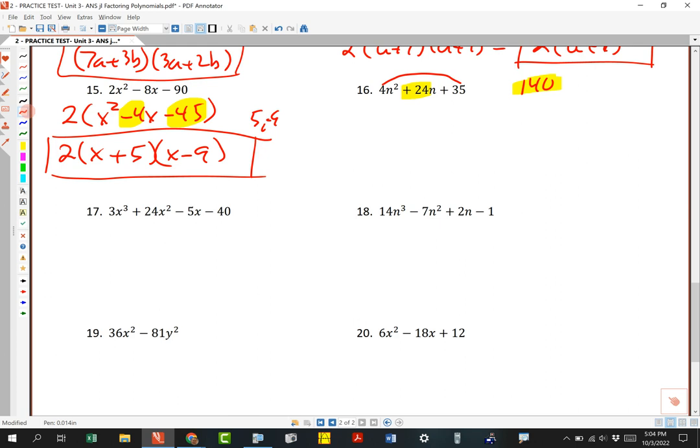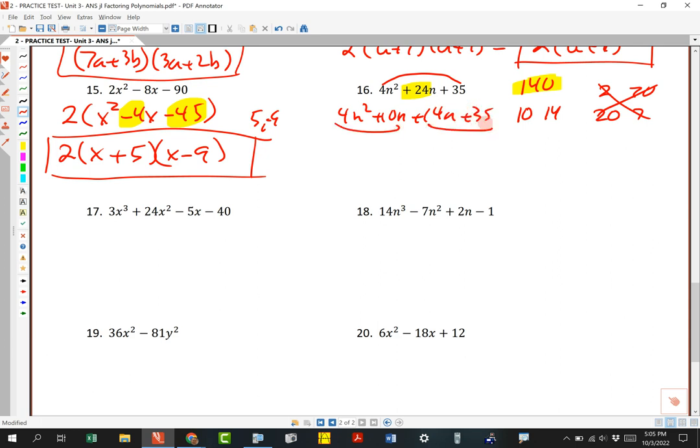We could use that little trick on the calculator, but check this out. Probably the easiest way to make 140 would be 10 and 14. 10 goes in there 14 times. You might try 2 and 70 or something like that, or maybe 20 and 7, but you're not going to be able to make a 24 out of those. So this is the right answer right here. So let's go ahead and write 4n squared plus 10n plus 14n plus 35.